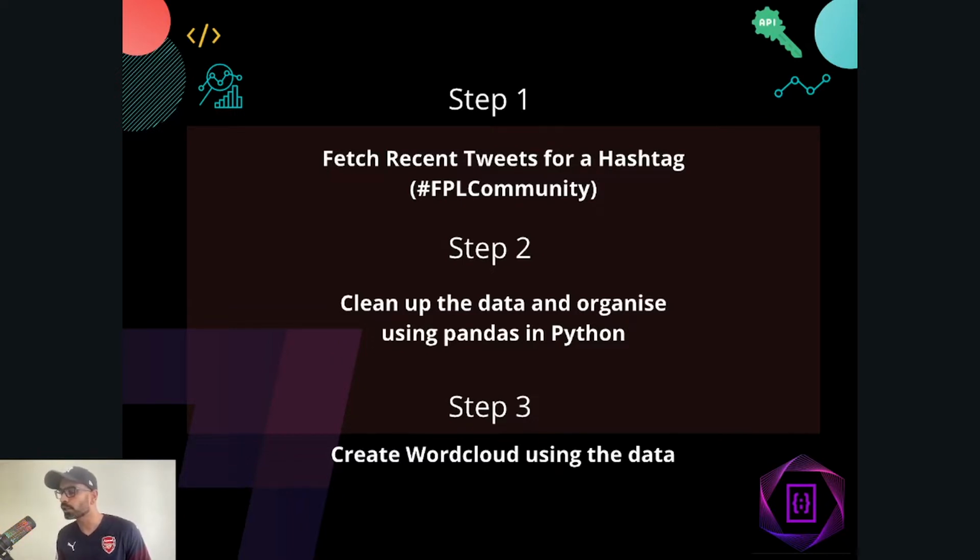Second thing we would do then is clean up the data because the hashtags would then have a lot of junk characters and strings which we don't want in the final word cloud. So we are going to be cleaning up the data and organizing the data using pandas. The third step would then be to finally create a word cloud using the data. For this we'll be using various Python libraries. So let's hop onto Visual Studio Code and show you how you can do that.